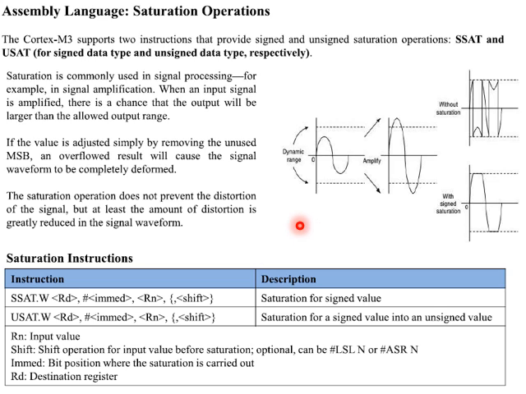This one is very important here. So in assembly language, one more kind of operation is the saturation operation. Okay, the next one is the saturation operation. In Cortex M3, it supports a very good understanding for the programmer of how much data they can give, that is, what the range is.